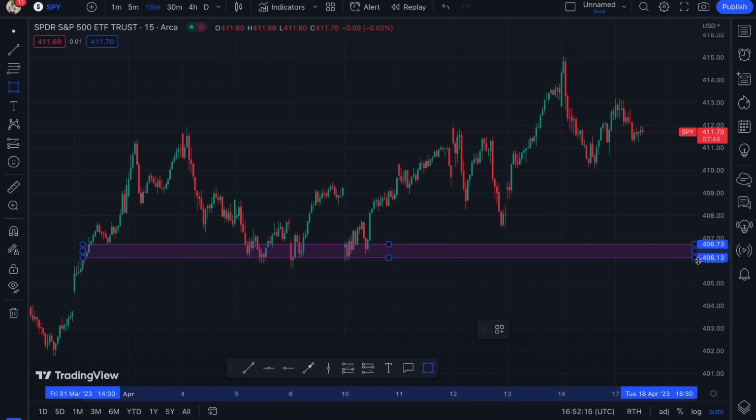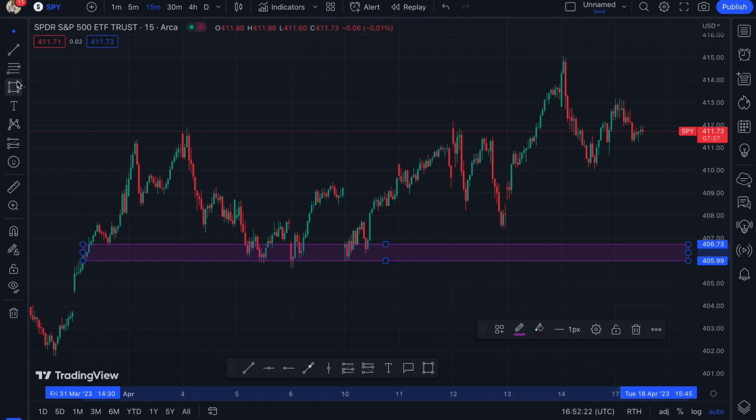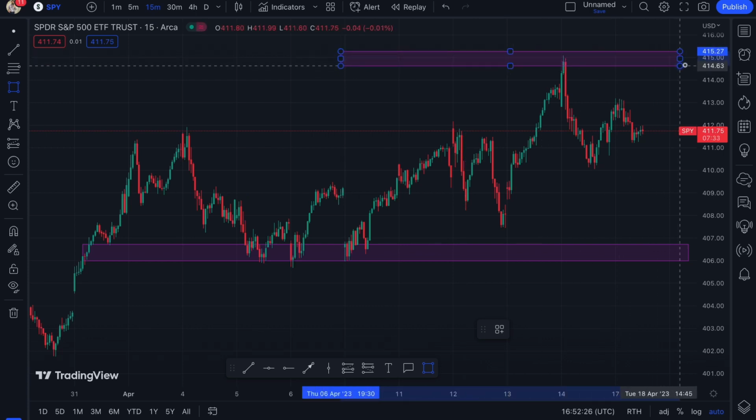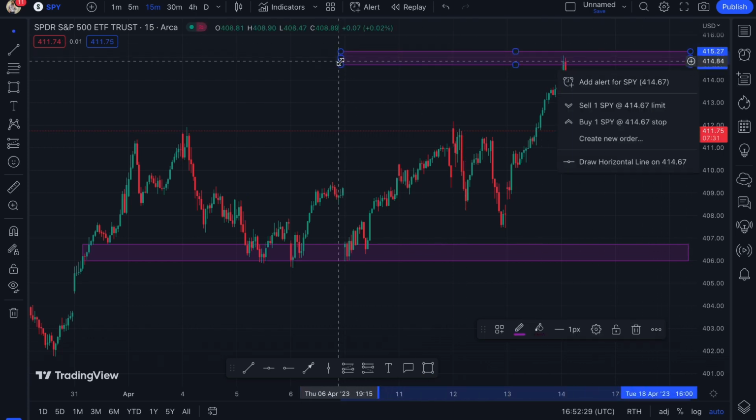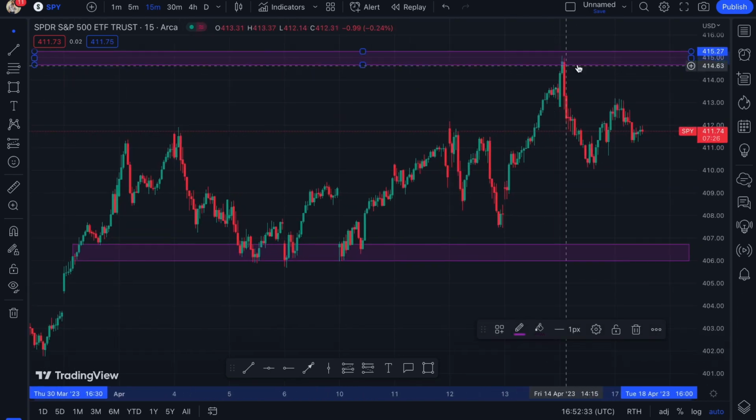All right, this looks like a strong support in this 406 range. We can even draw a nice little box up here for this level. We can pull this up. The reason is it has peaked here, so we're drawing a resistance here, okay?